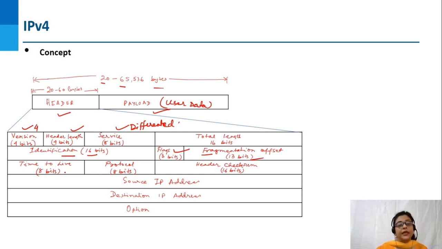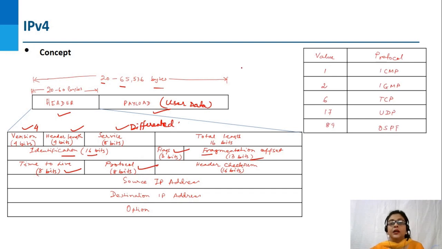Then we have 8 bits of TTL, also called time to live. Then we have 8 bits of protocol here. This defines the type of protocol. The values and the protocol types are given here. If the value is 1, it means it is ICMP protocol. If the value is 2, it is IGMP. If the value is 6, it is TCP. If the value is 17, it is UDP. If the value is 89, it is OSPF.